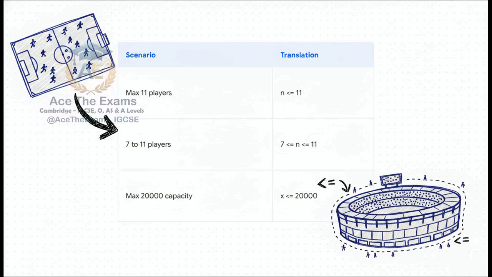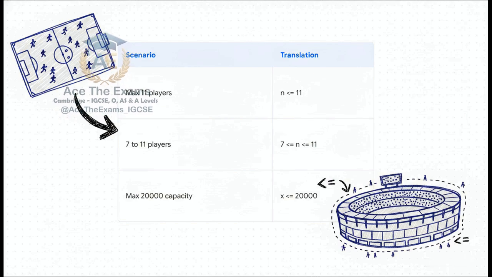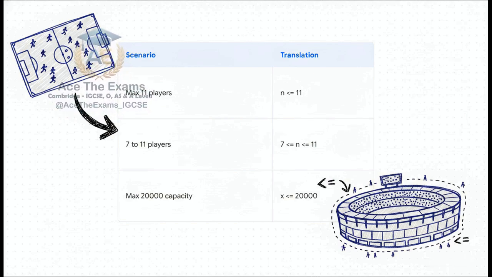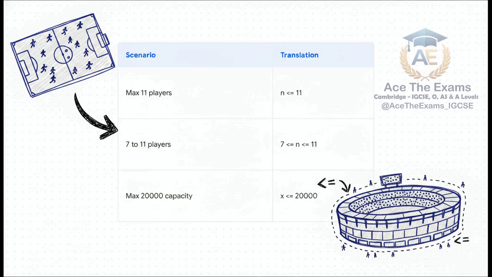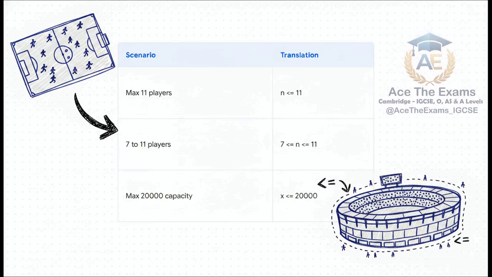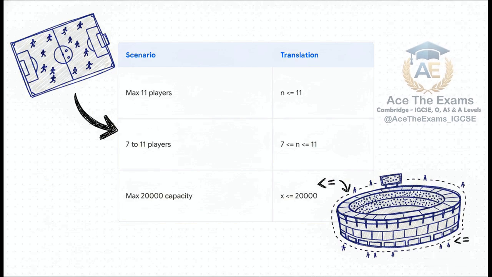Pretty straightforward. But what if the examiner throws a curveball and adds a minimum of 7 players? Suddenly, your target is boxed in. You write this as a compound inequality. 7 is less than or equal to n, which is less than or equal to 11. You've just created a perfectly defined corridor of acceptable values. Same goes for a stadium. Maximum stadium capacity of 20,000. Boom, x is less than or equal to 20,000. You're establishing the exact perimeter.